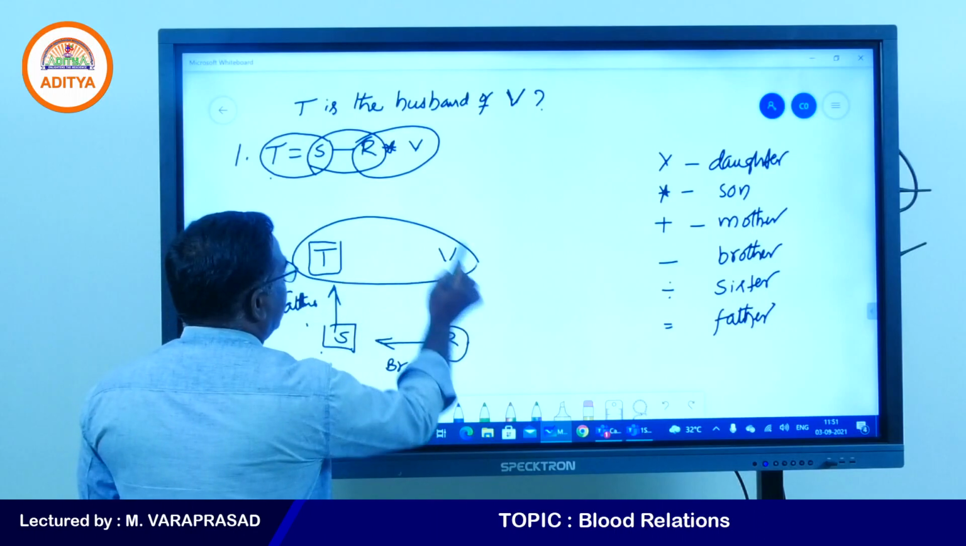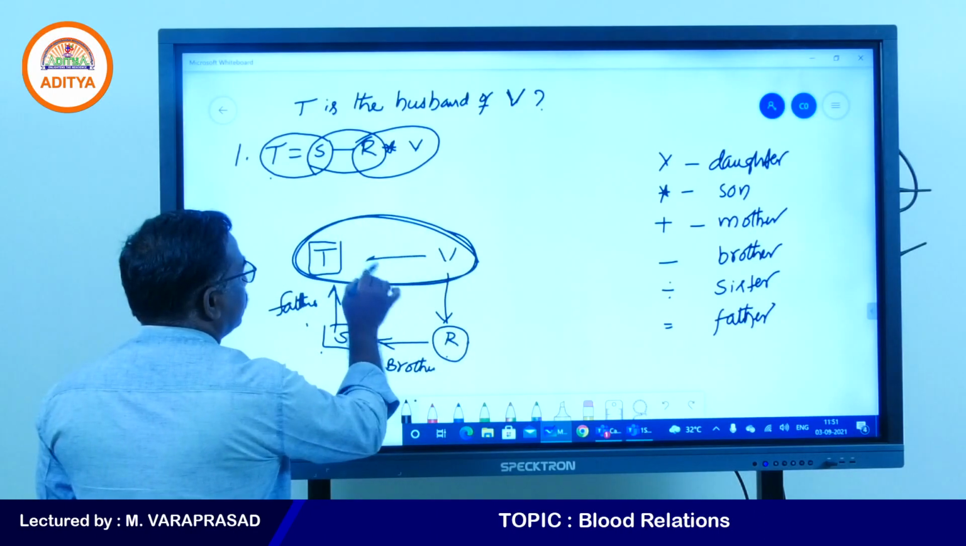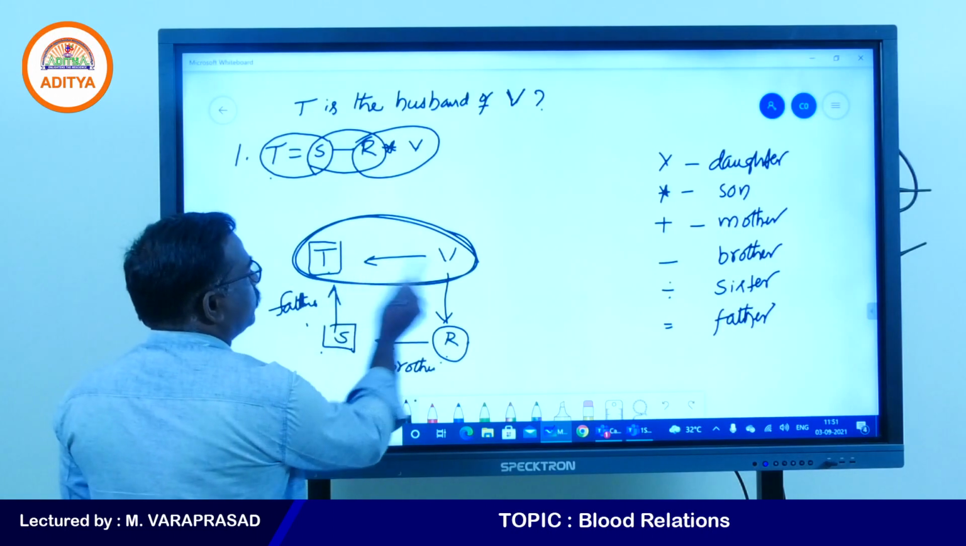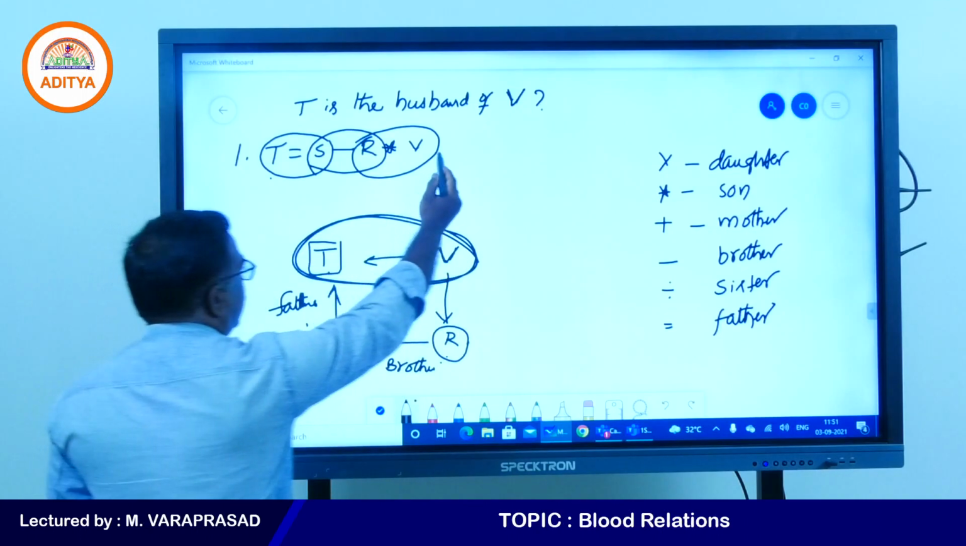Then we can say these two are a pair. So T is the husband of V. Yes, my students, right? Because these two are children of this pair. Yes, we can write T is the husband of V. Option number 1 is correct only.